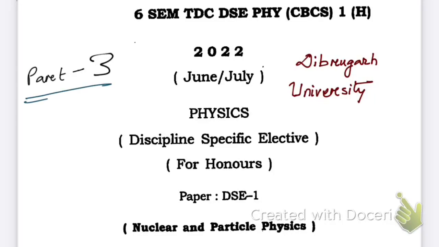This is part 3 of the 6th semester nuclear and particle physics question paper of 2022, Dibrugarh University. We have already solved up to question number 4. Today we're going to answer question number 5.